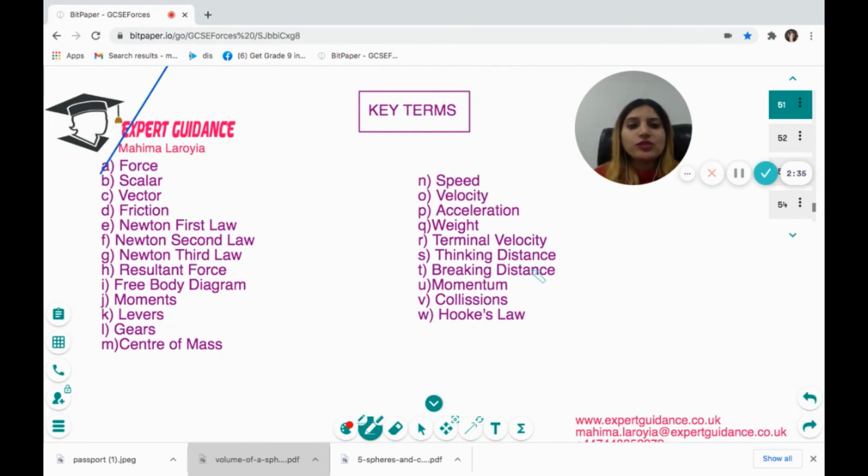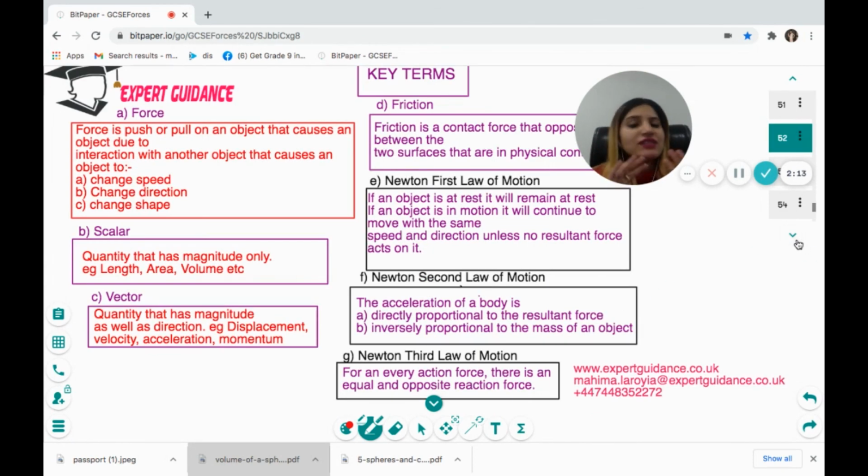And these are the important key terms that you should be able to answer. What are forces, scalar, vector, friction, Newton's first law, second law, third law, the resultant force, what is a free body diagram, moment, lever, gears, center of mass, speed, velocity, acceleration, weight, terminal velocity, thinking distance, braking distance, momentum, collisions, and Hooke's law. And we have discussed all of them in this entire video.